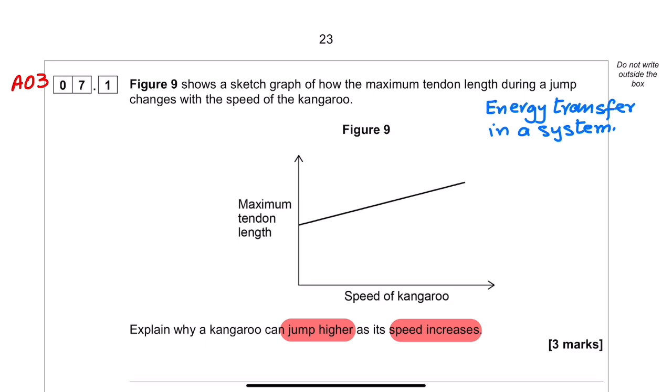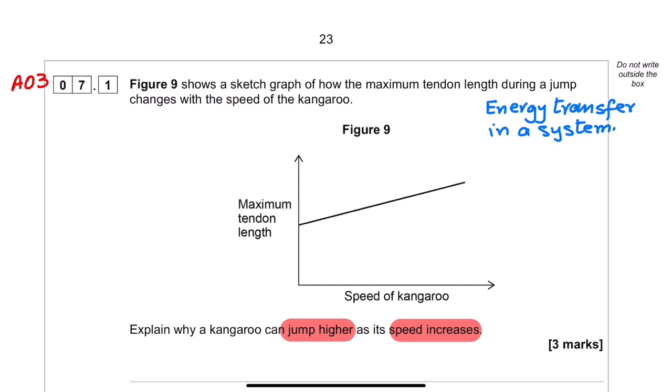speed of the kangaroo. You can see in figure number 9, the speed of the kangaroo is along the x-axis, which is the independent variable, whereas the maximum tendon length is along the y-axis, so it is the dependent variable. So the dependent variable is actually the length of the tendon. It depends on the speed of the kangaroo. If you look at the graph, it is a straight line, which shows that as the speed is increasing, the length is increasing.